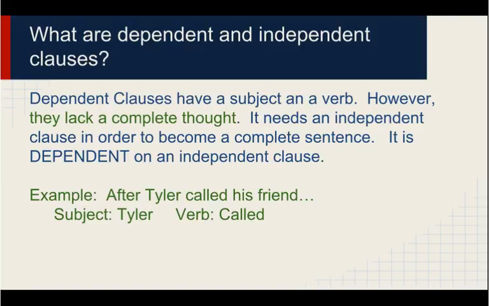An example of a dependent clause is, after Tyler called his friend. It has a subject, Tyler, and it has a verb, called, but it's still not a complete thought. After Tyler called his friend, what happened?